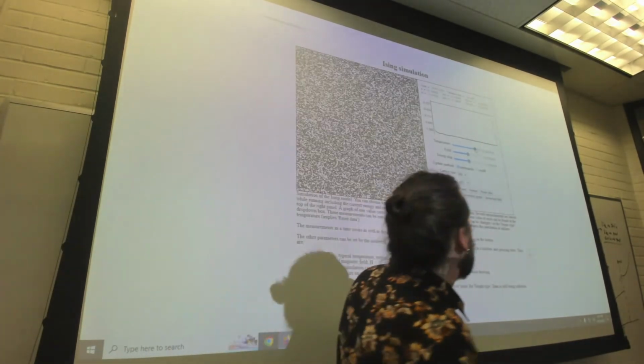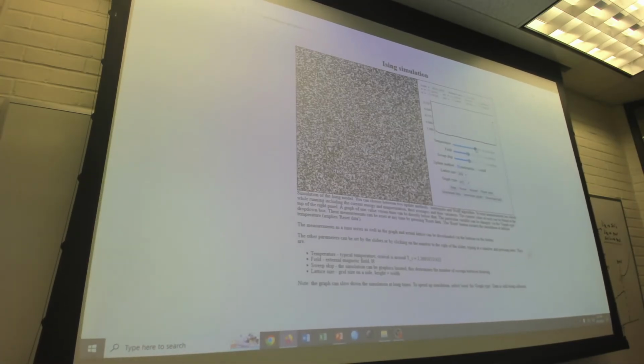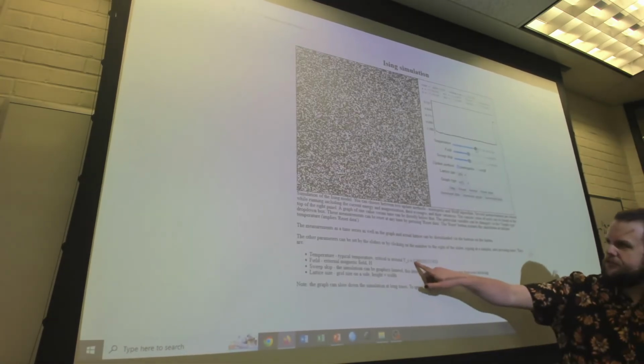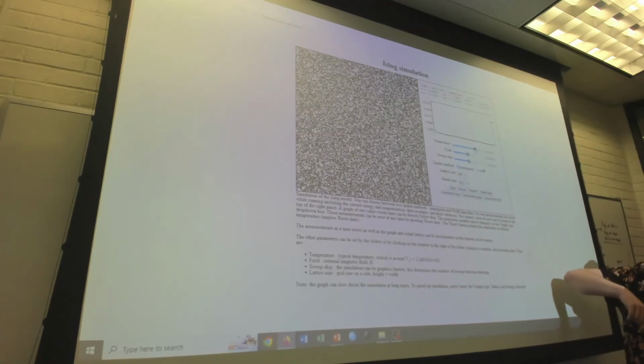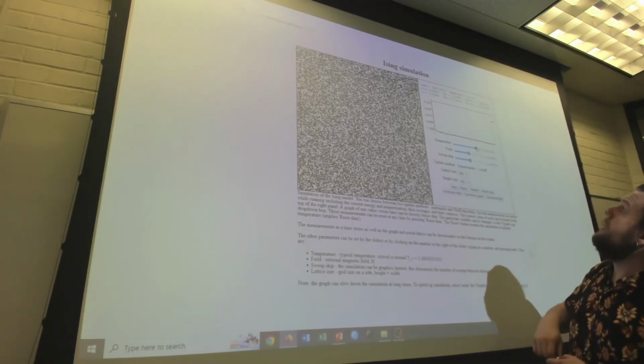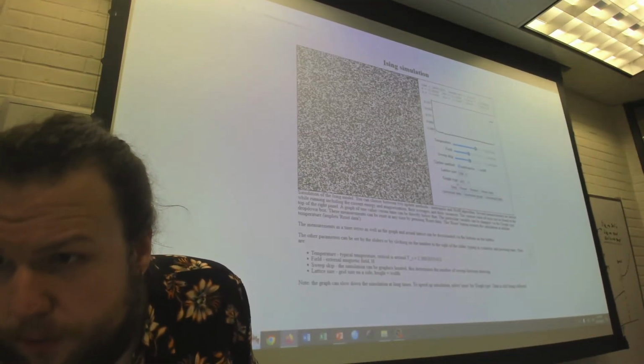This is relative to the critical temperature, so 6 times the critical temperature. Or no, it's not, it's 3 times the critical. The critical temperature is around 2.2. So it's a really high temperature, and you can see everything's random. You can actually measure the magnetization. Let me plot that real quick.